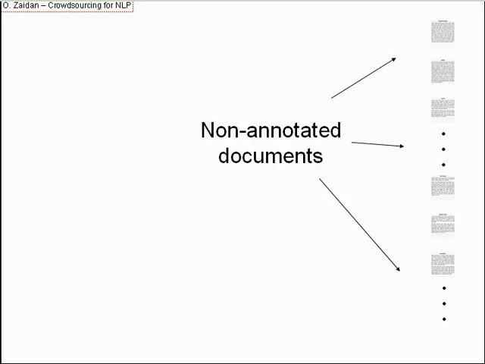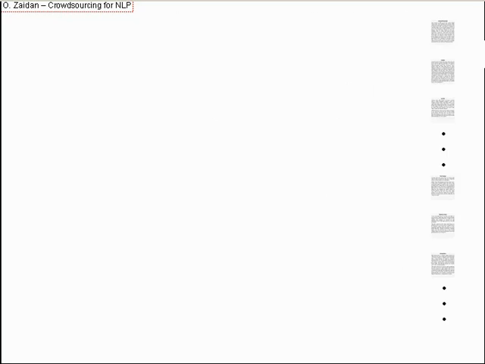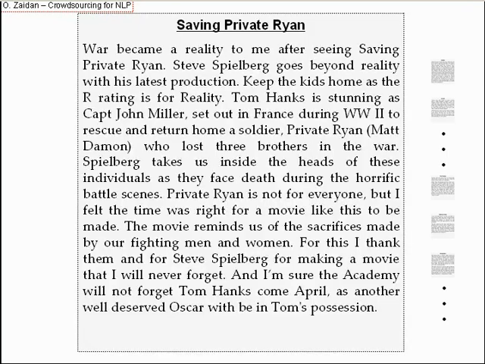So here's a data set of documents. These are movie reviews, and each one of them looks something like this. So this is a movie review written about the movie Saving Private Ryan. Typically, we'd ask an annotator to read these documents and tell us whether it's a positive review or a negative review. In this case, this is a positive review. The author had a positive opinion of the movie.